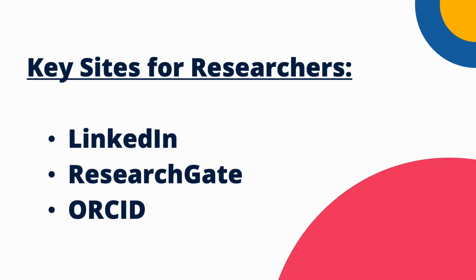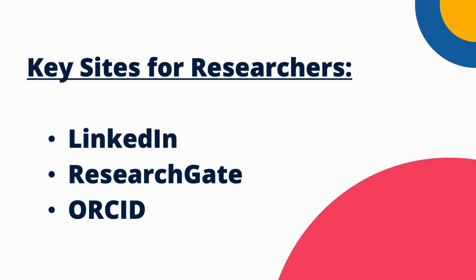Next is ResearchGate. It is a platform designed specifically for researchers. It acts as a social network where researchers can upload and share their publications, data sets, and research findings. This sharing enables collaboration and allows researchers to receive feedback on their work. ResearchGate provides metrics such as reads, citations, and downloads for each publication, helping researchers track the impact of their work over time.